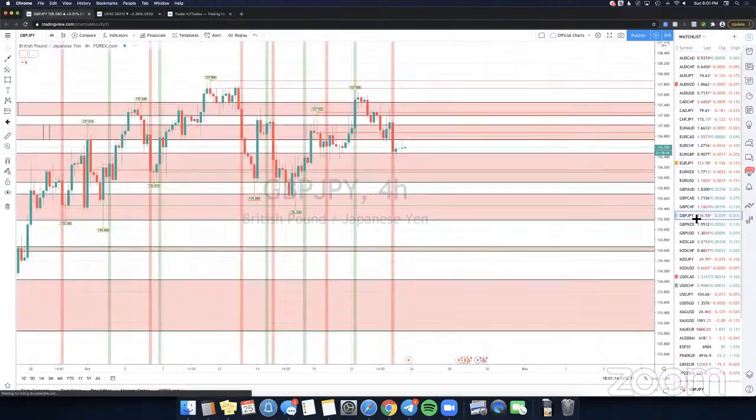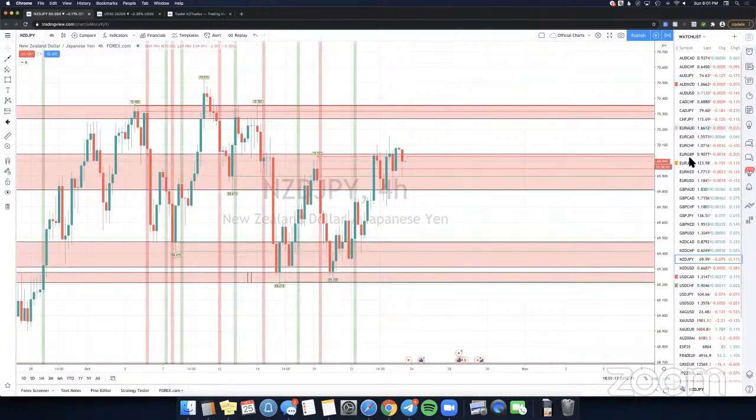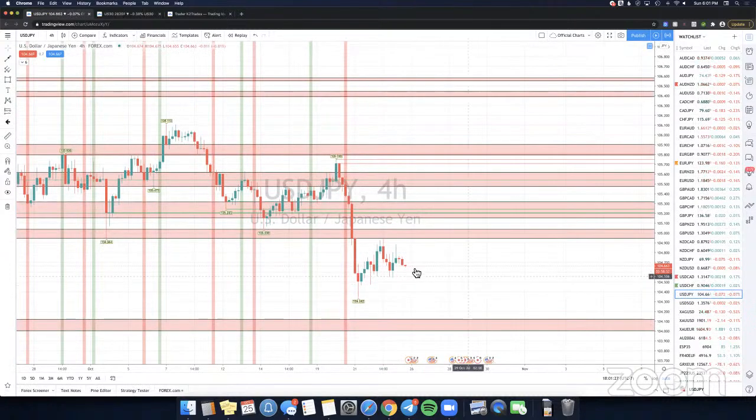So all the JPY pairs are actually somewhat mixed. AJ, CJ, and EJ are all coming down bearish, but GJ right here is bullish. NJ is kind of bearish, but going sideways. And UJ right here is actually bearish as well.